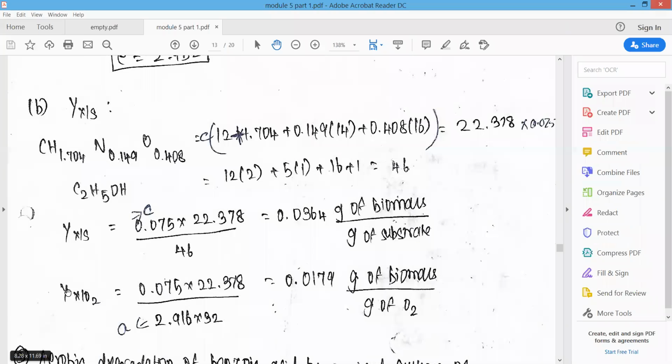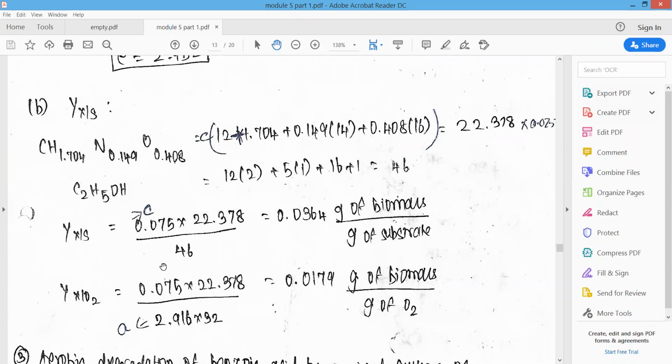Same way they have asked Y X bar O2 also. Same way, the X value is known already, so just write the O2 value. You will get the answer. Here they have asked for the substrate, and here they have asked for the O2 value. I hope this is nothing else, just the substitution and solving.